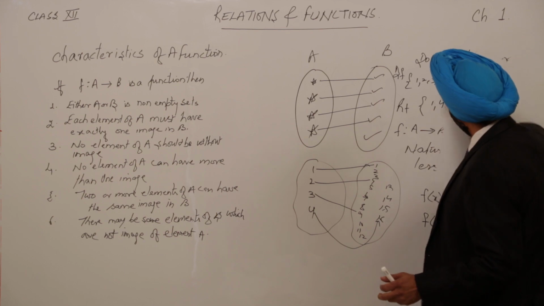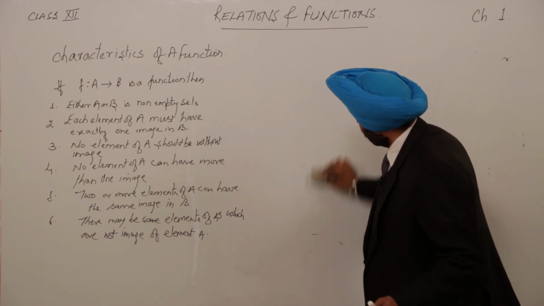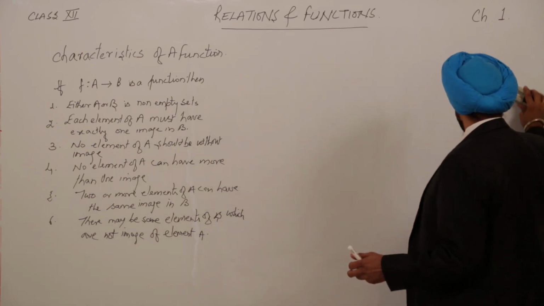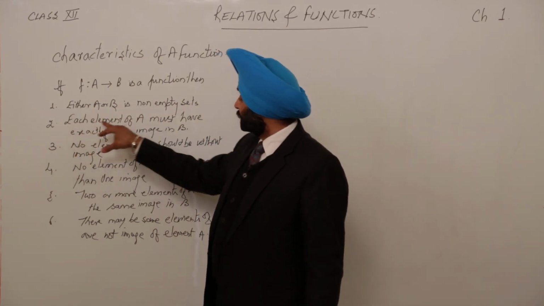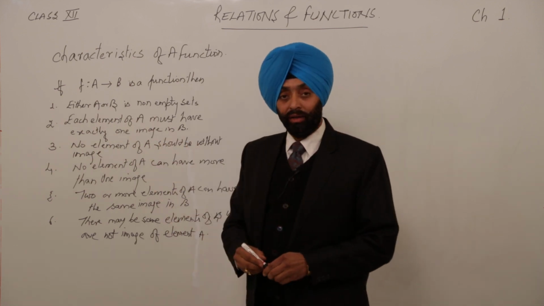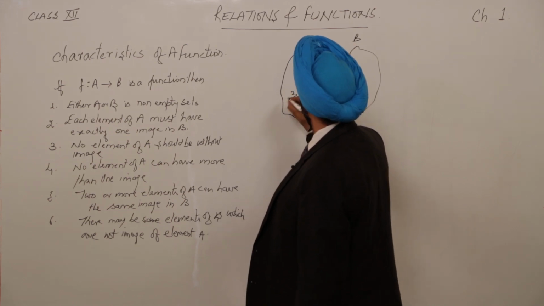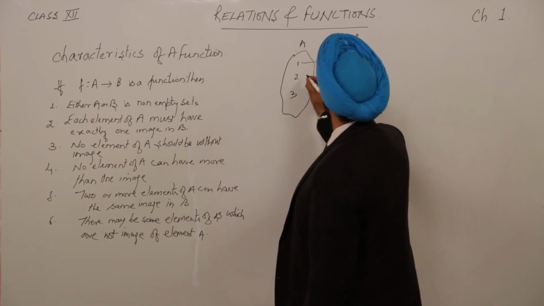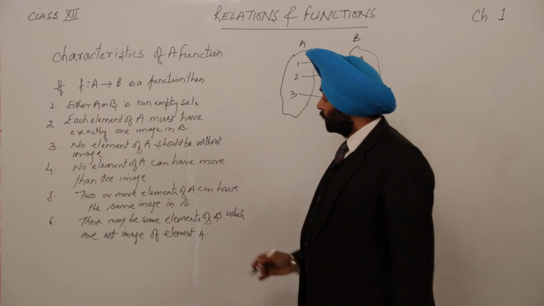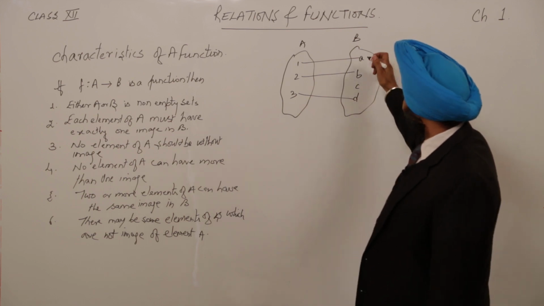Okay, so this was some basic groundwork for the functions which we are going to start right now. Let's discuss the characteristics of a function with the help of a Venn diagram. Here I have written the second point: each element of A must have exactly one image in B. Here I have written A, B, C, D. So 1 with A, 2 with B and 3 with D. So each element of A must have exactly one image in B.